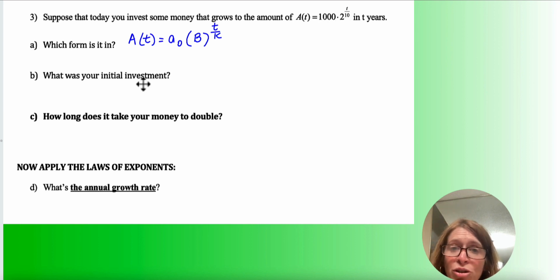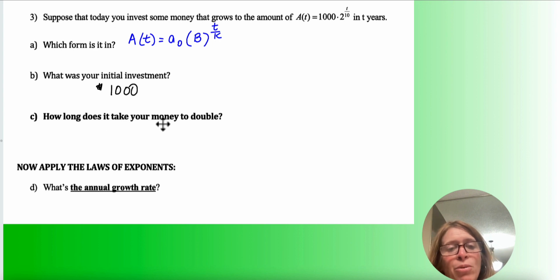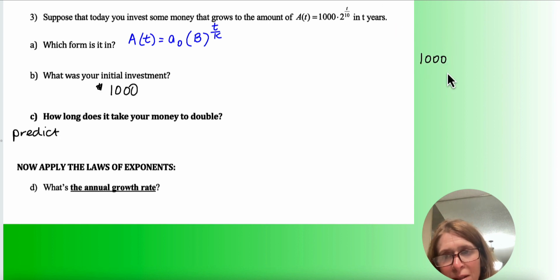So what was our initial investment? That's still our a sub 0, so $1,000. But how long does it take your money to double? I'd like you to predict what you think the answer is by looking at the equation. How long does it take your money to double? All right, I'm giving you a second because I really did want you to think about it. Think about what it means to double 1,000.